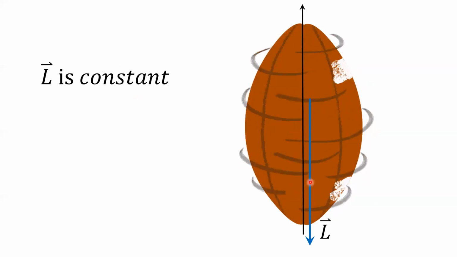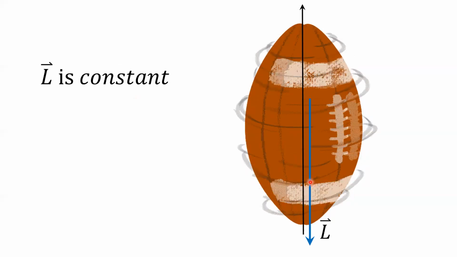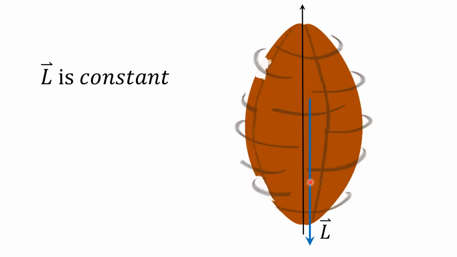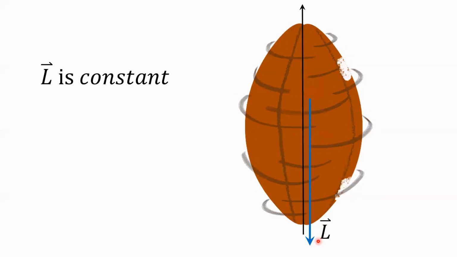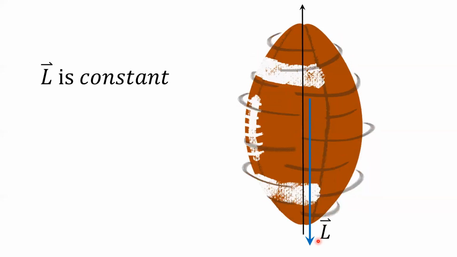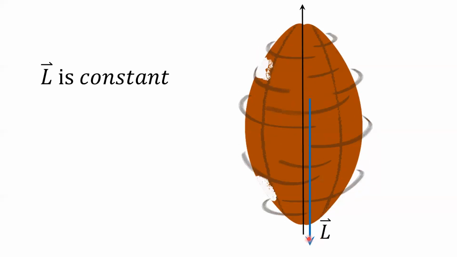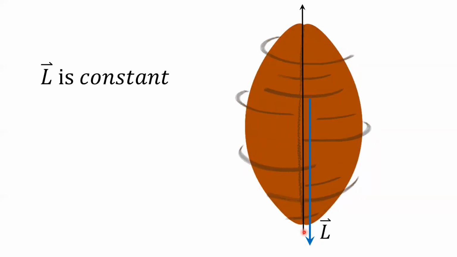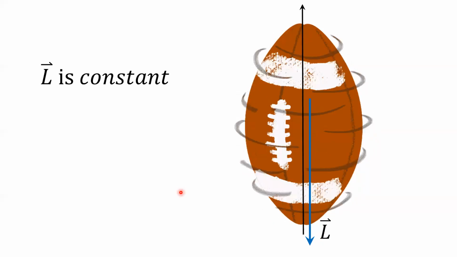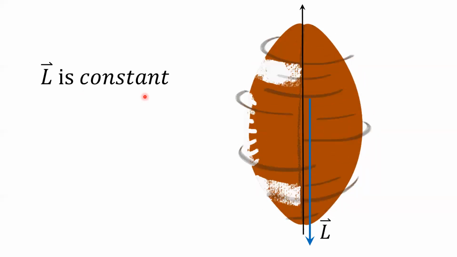So since I know that, as seen from above, this football looks like it's rotating clockwise, I'm curling my right hand clockwise. My thumb points down. That's how I knew to put the L vector in this direction. And presumably, as this thing is flying through the air after being thrown by somebody, the L vector would maintain its length and its direction. That's what the statement says. The L vector should be constant because there's no outside torque.